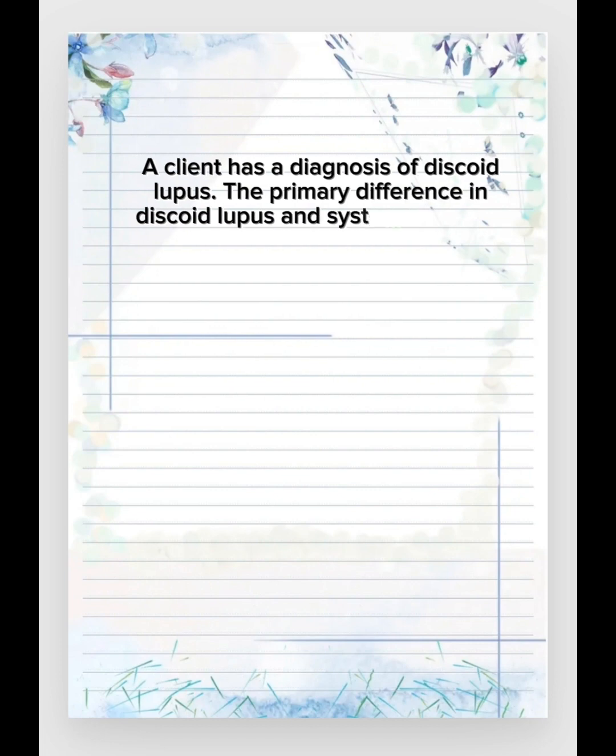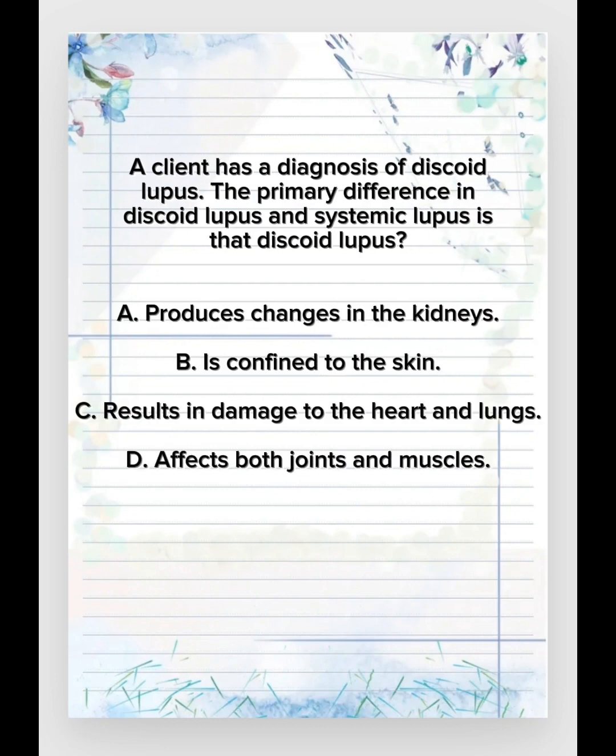A client has a diagnosis of discoid lupus. The primary difference in discoid lupus and systemic lupus is that discoid lupus A. Produces changes in the kidneys. B. Is confined to the skin. C. Results in damage to the heart and lungs. D. Affects both joints and muscles. The right option is B.